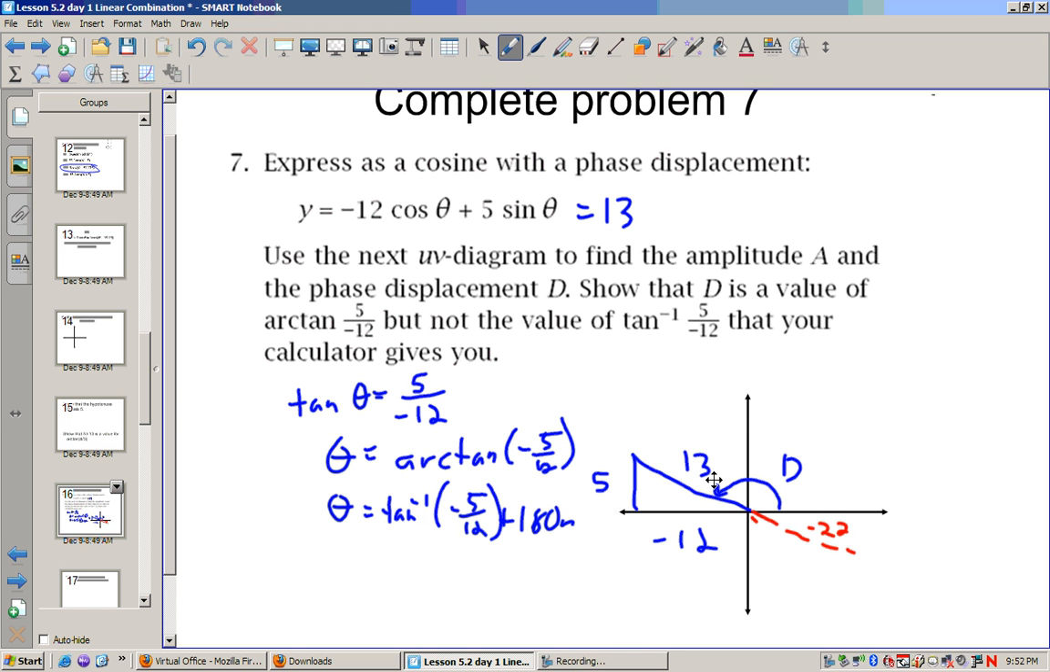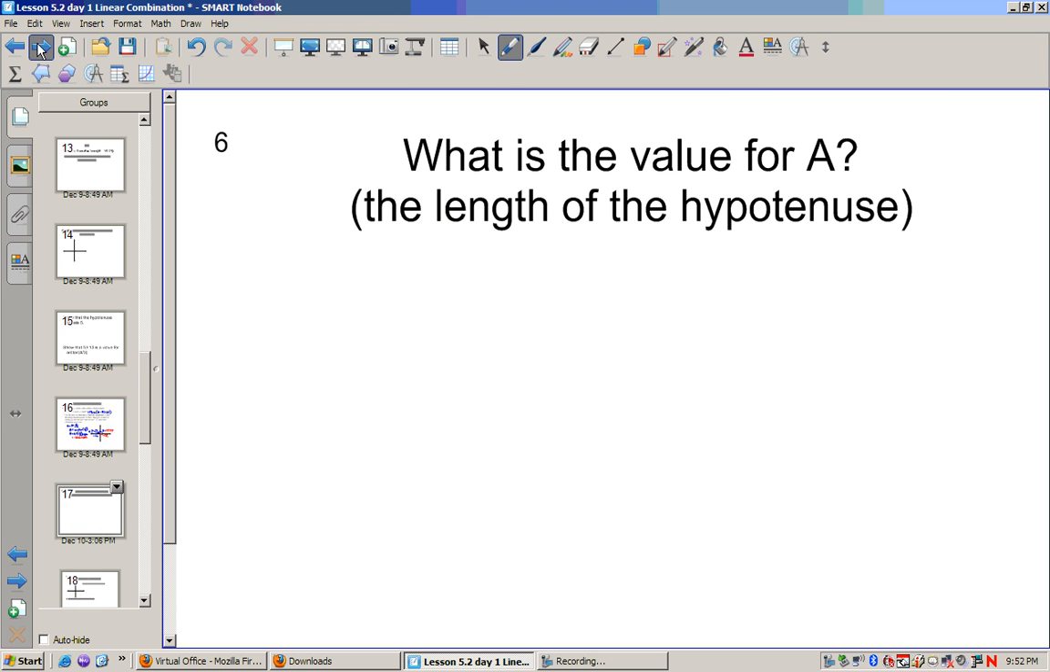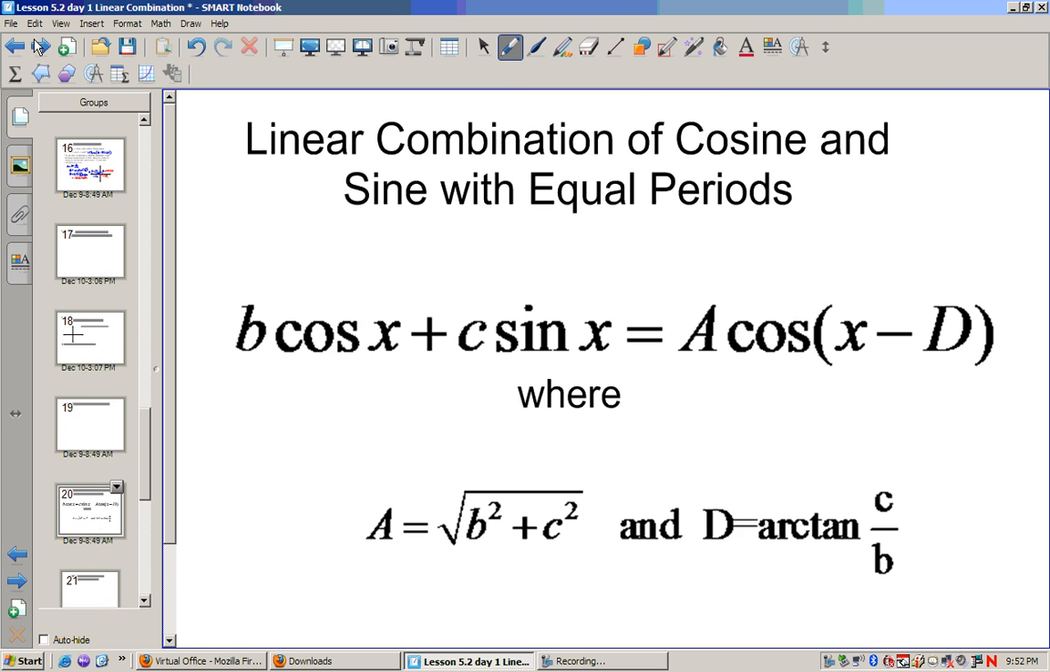Now, to get to that point, I would have to add 180 to it. So if I add 180 degrees, I'll find out that the angle I'm looking at is 157.38. So to write my equation, it'll be 13 cosine of theta minus 157.38. Now these two equations are equal. We could graph the left-hand side and the right-hand side, and they would give us the same values. Alright, now this would walk us through it, but we already figured it out.